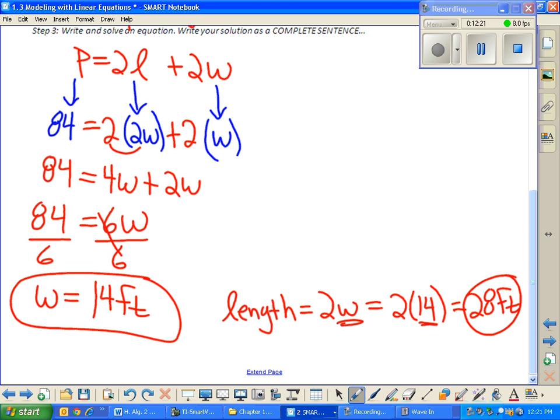We write that as a sentence. You could say the width of the kitchen is going to be 14 feet and the length of the kitchen is 28 feet. So you want to make sure you include your sentence. If you need to pause now to write that out, it's not a bad idea. You could just hit your space bar and that'll do it for you. So we write our answers as a sentence.